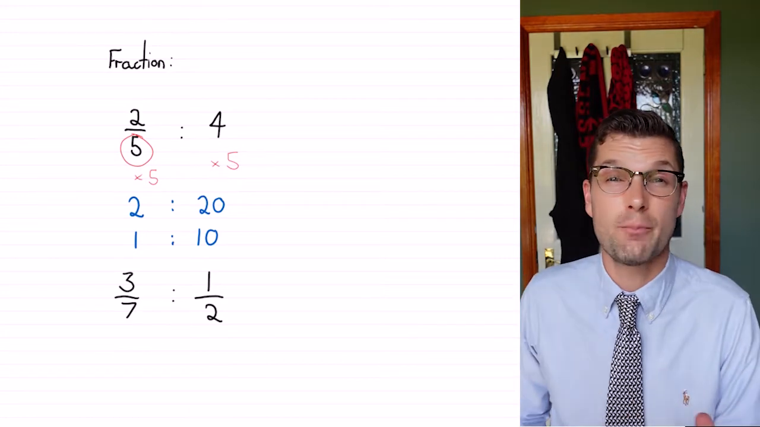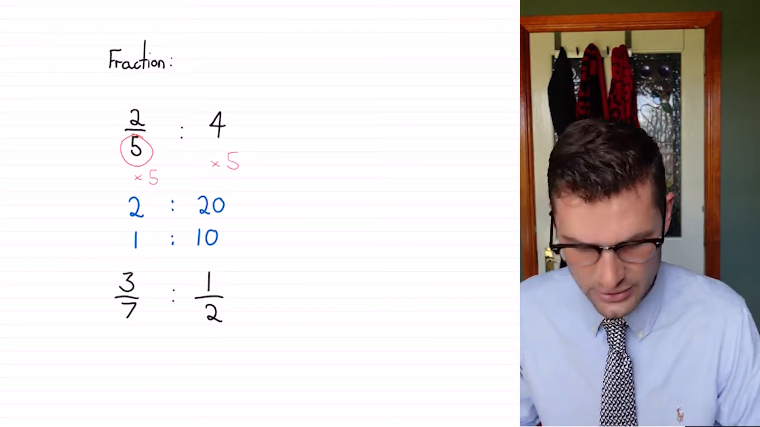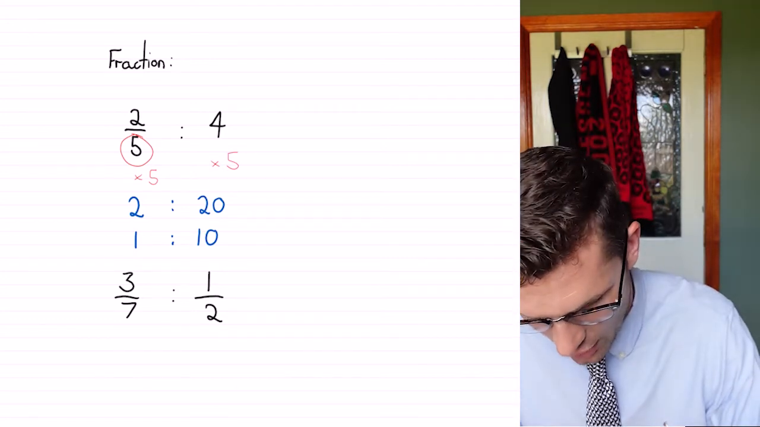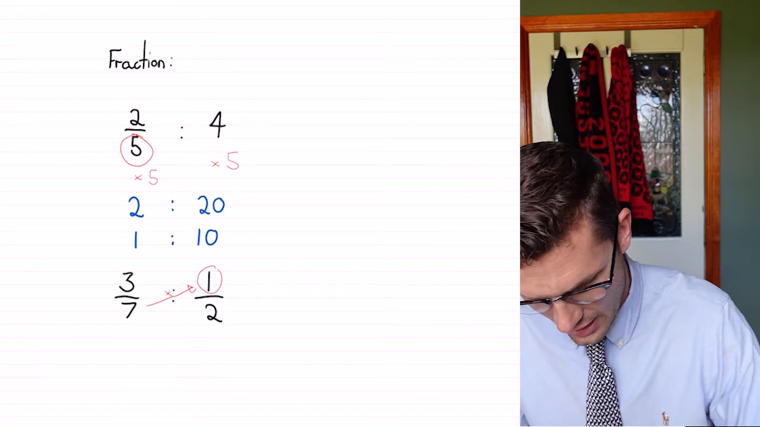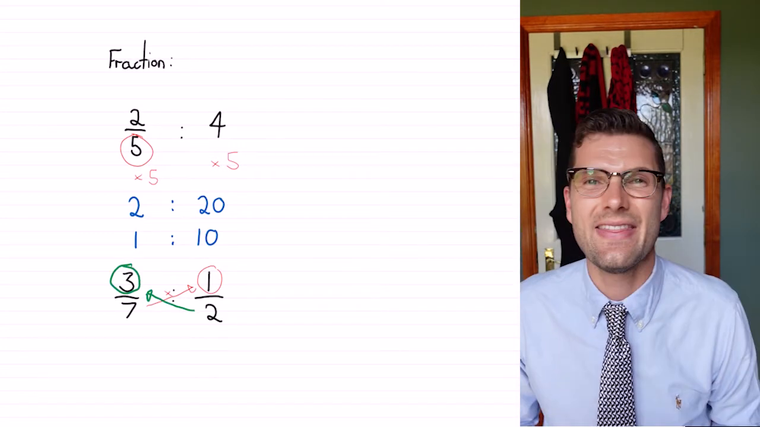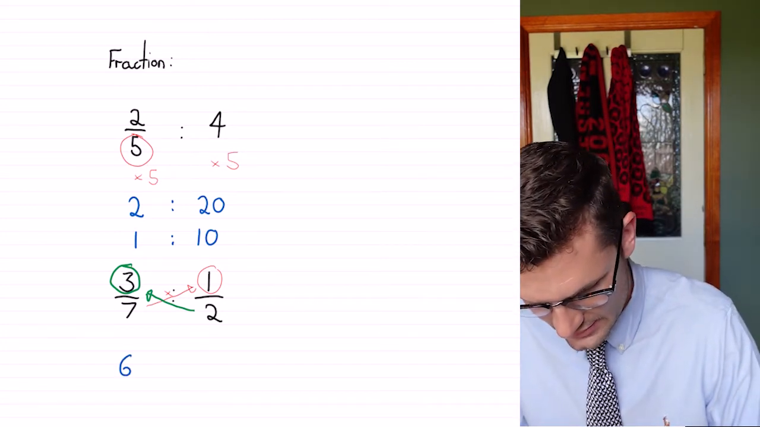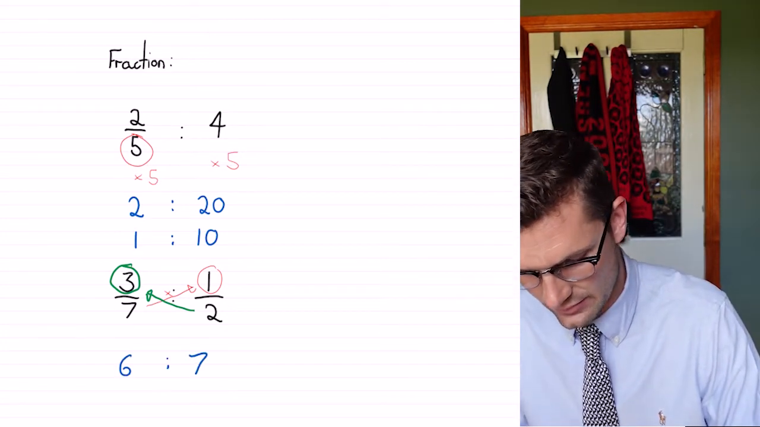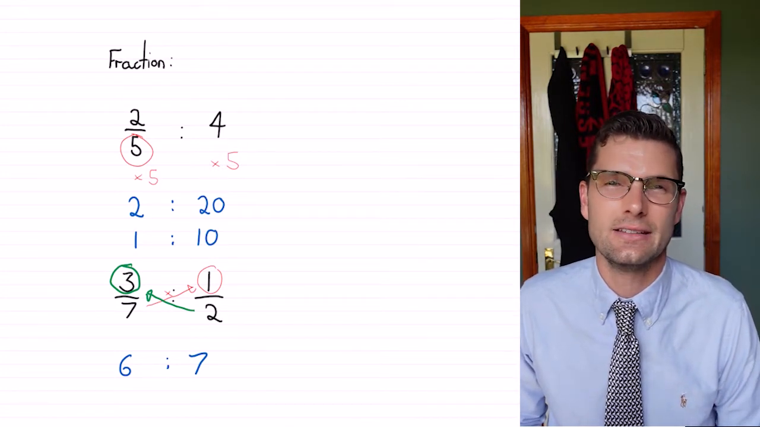If I've got fractions on both sides, I do the exact same thing, but I cross multiply. So what that means is that I times this number up here by 7, and I times this number up here by 2, and that's going to give me the answer. So 3 by 2 is equal to 6, and 7 times 1 is equal to 7. So that cross multiplication makes that a lot easier.